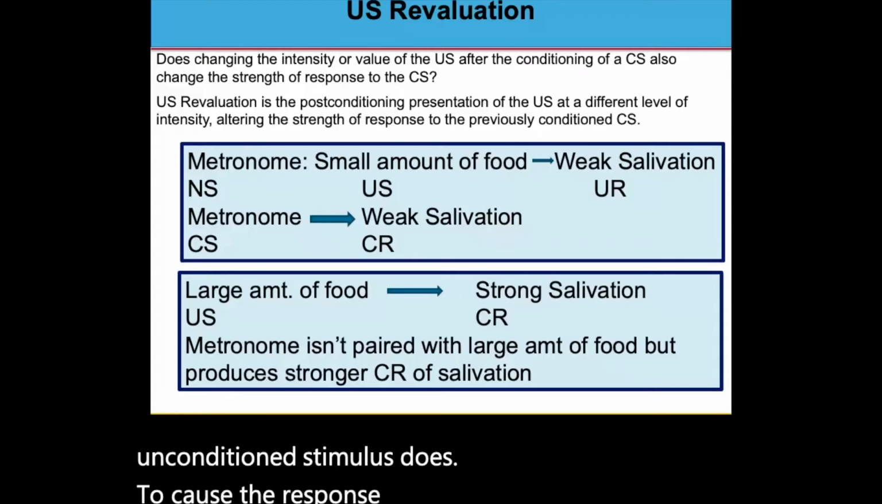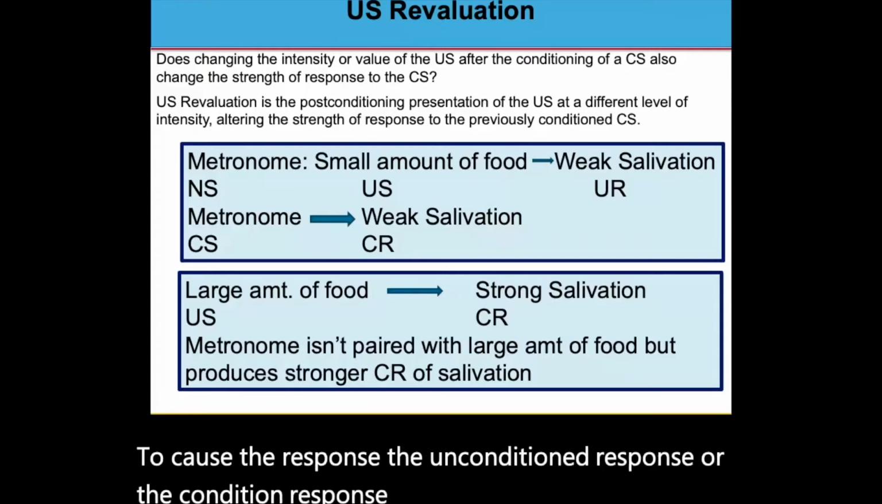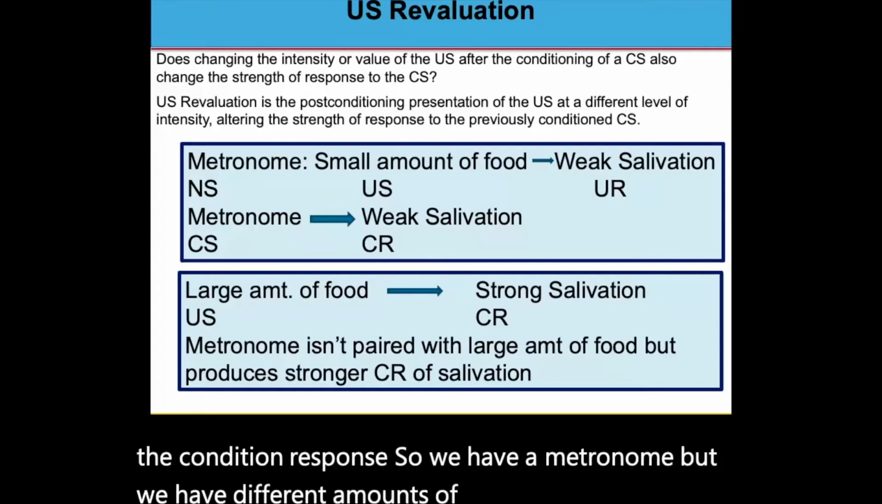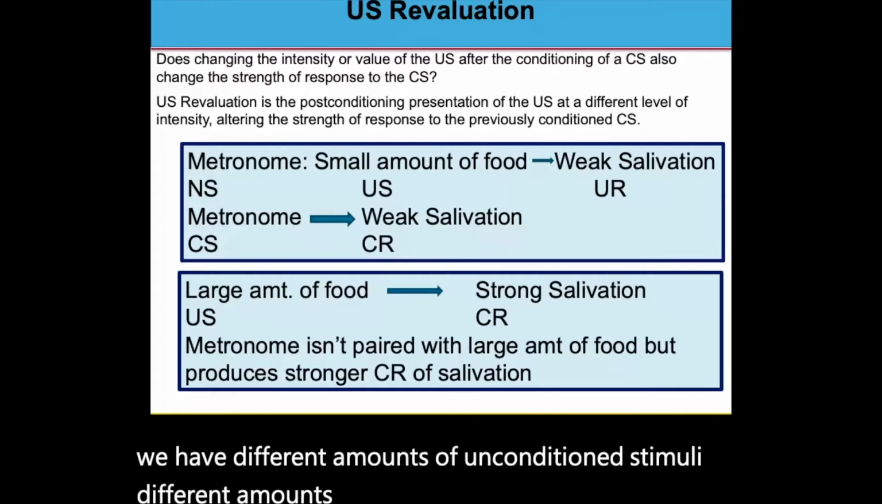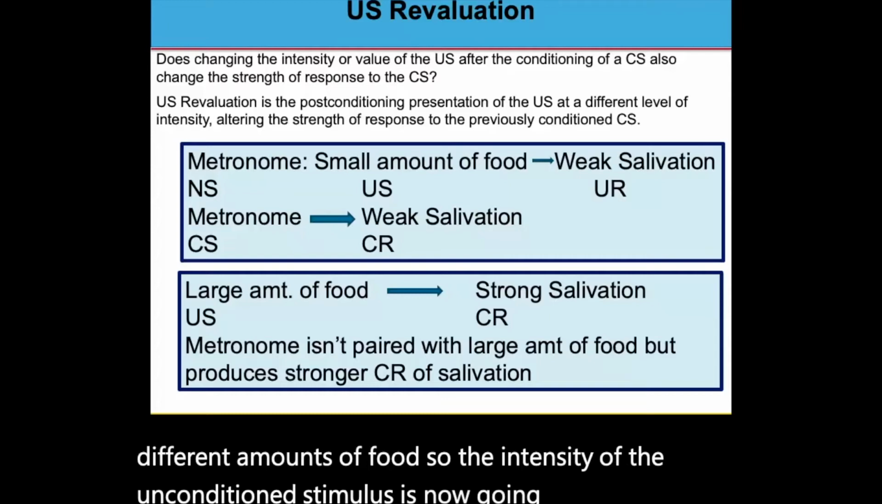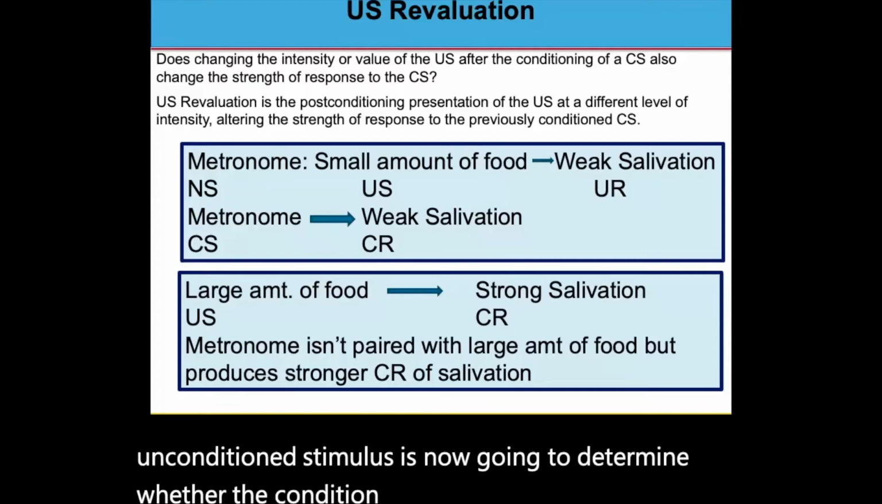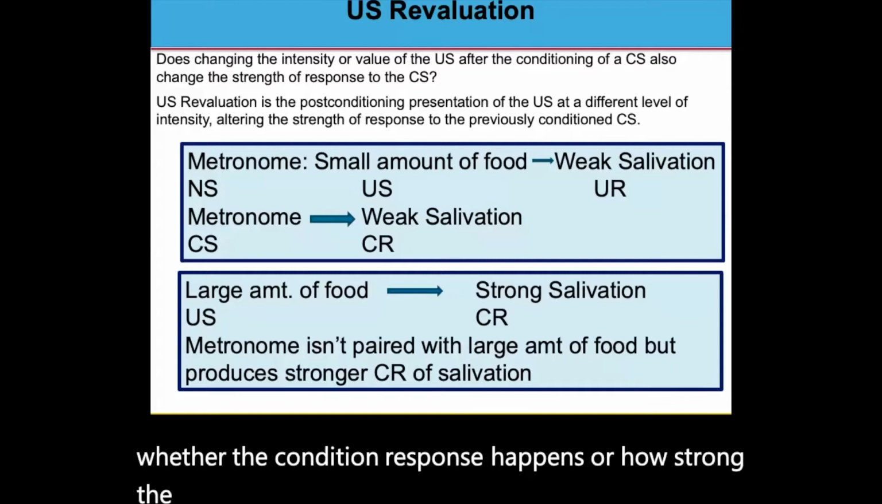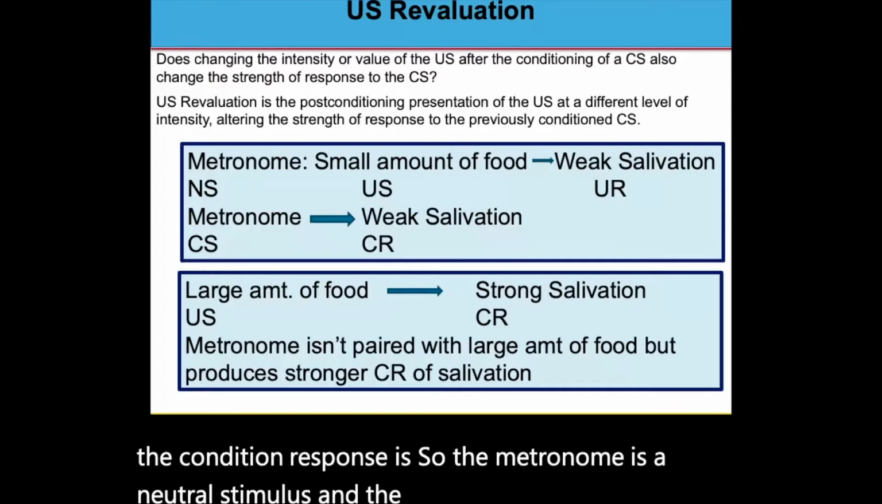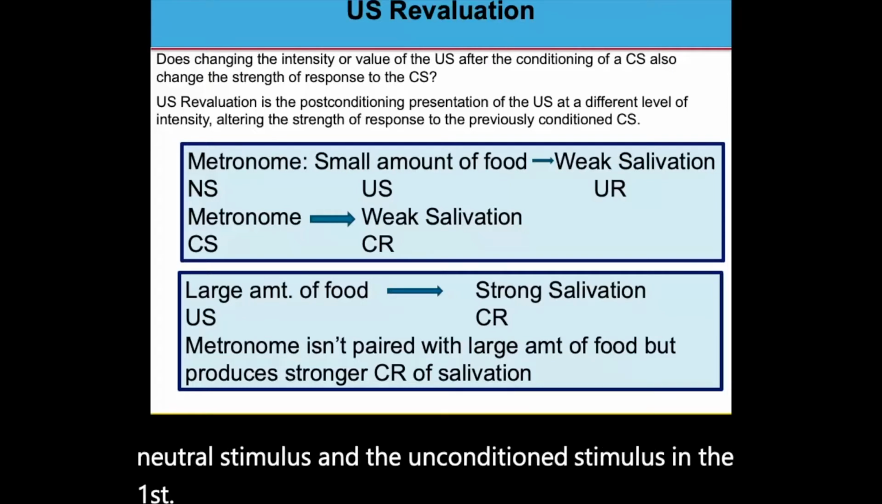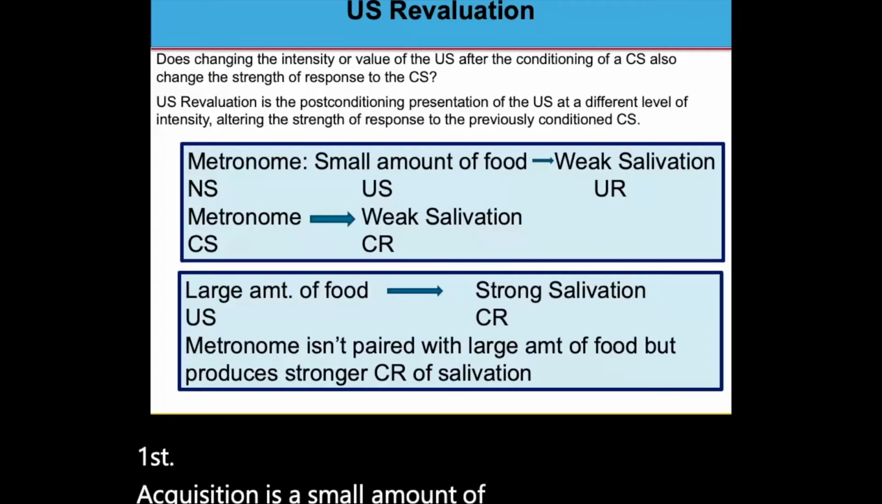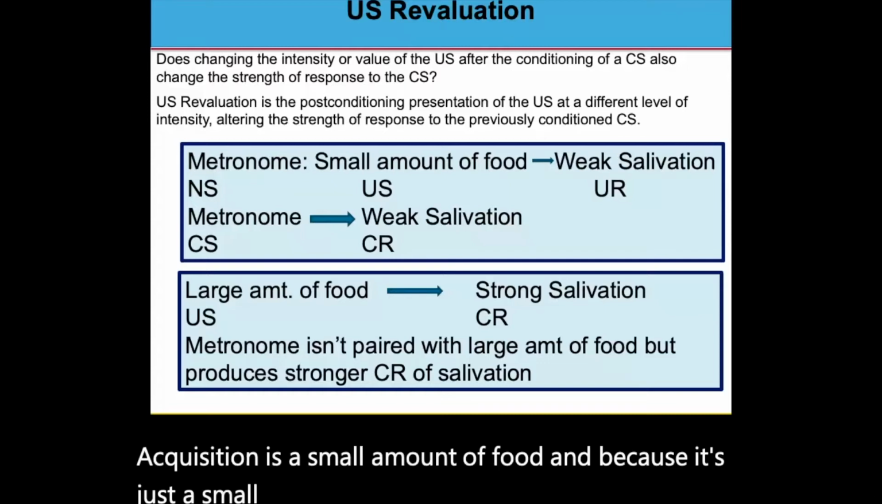the unconditioned response or the conditioned response. So we have a metronome, but we have different amounts of unconditioned stimuli, different amounts of food. So the intensity of the unconditioned stimulus is now going to determine whether the conditioned response happens or how strong the conditioned response is. So the metronome is the neutral stimulus, and the unconditioned stimulus in the first acquisition is a small amount of food. And because it's just a small amount of food, we have a weak amount of salivation.